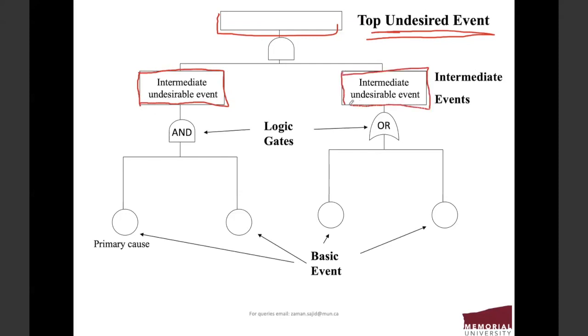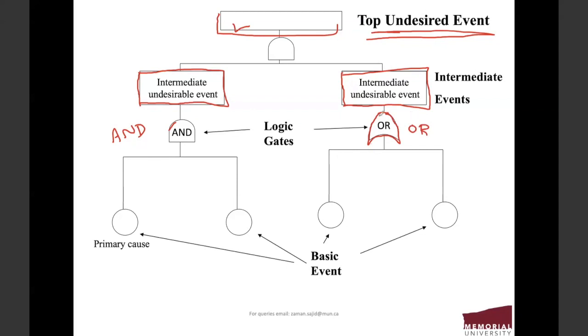As I mentioned, you need to define your top event, and then you need to define your intermediate event and link them through some logic gate. This shape of the gate that you see is what we call the AND gate. I will come to the definition in just a few minutes. If you have a shape something like this, this is what we call an OR gate.